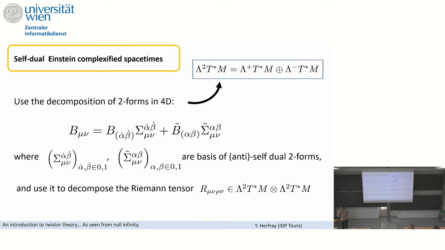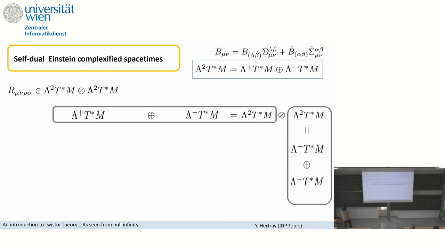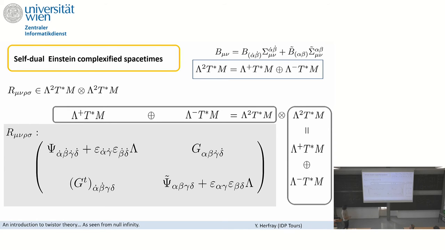And we are going to use this to decompose the Riemann tensor. Because one way of thinking of the Riemann tensor is that it's a two-form with values in two-forms. So let's do this. The Riemann tensor is a two-form, but a two-form is self-dual plus anti-self-dual, with values in two-forms, which is again self-dual plus anti-self-dual. You do this and you split your Riemann tensor into four pieces. And here you have just this. This is the decomposition of the Riemann tensor into spinors.